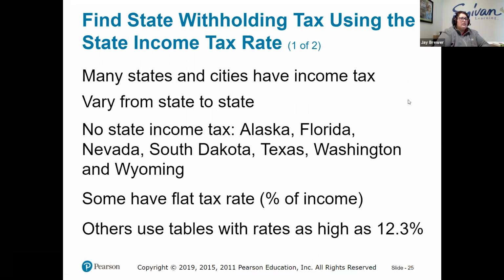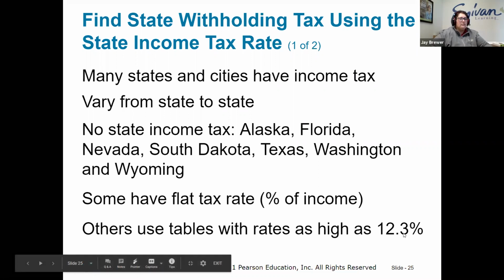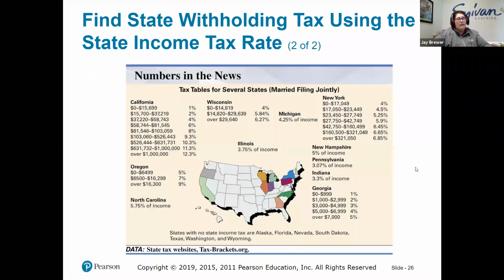Many states and cities have income tax, and this varies from state to state. States that have no income tax are Alaska, Florida, Nevada, South Dakota, Texas, Washington, and Wyoming. Some have a flat tax rate, which is the percent of the income, and others use tables and rates as high as 12.3%.